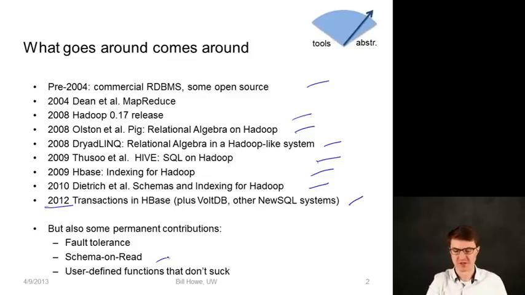The other notion, which is a little more subtle, is this idea of schema on read. What I mean by that is, the way databases worked in the past and largely still work is, we design this thing called a schema, which is a particular structure for your data.